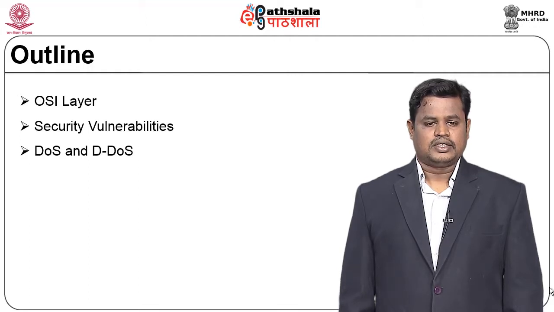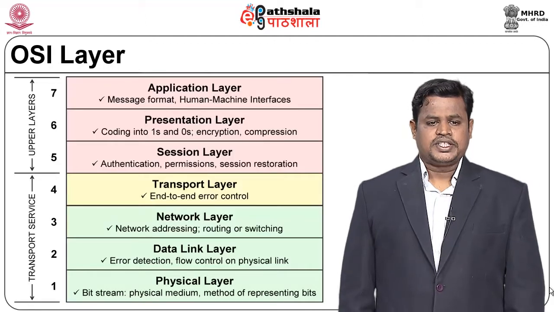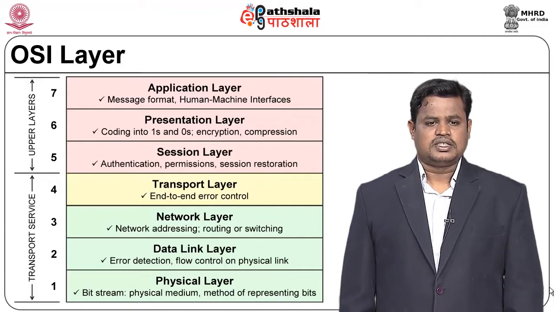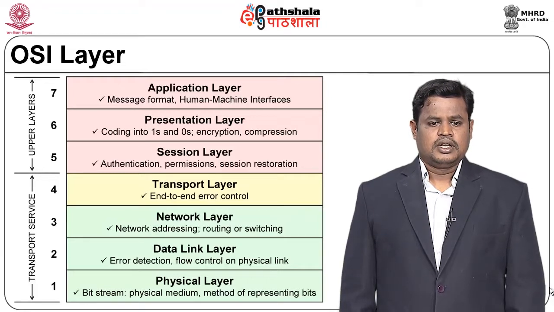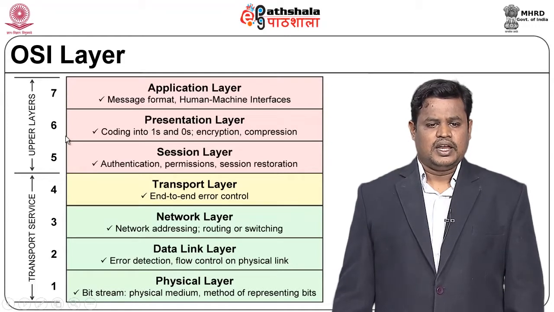And we are going to highlight the important threats to the network, DoS and DDoS, denial of service and distributed denial of service attacks. The OSI model, Open Systems Interconnection, is where your network functions based on these 7 layers. From bottom to top, they are numbered 1, 2, 3, 4, 5, 6, 7. Totally, there are 7 layers.